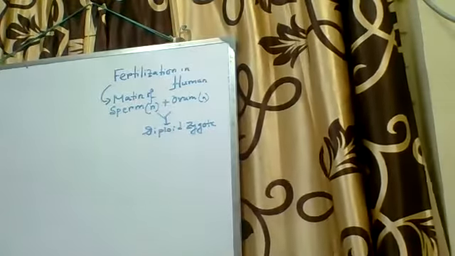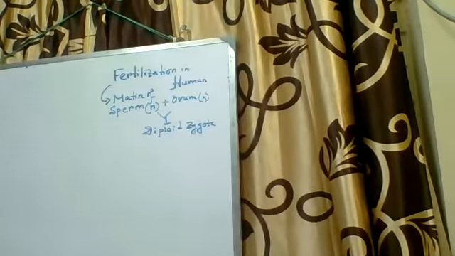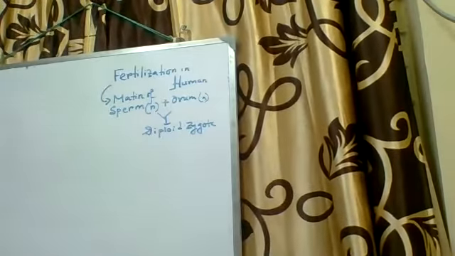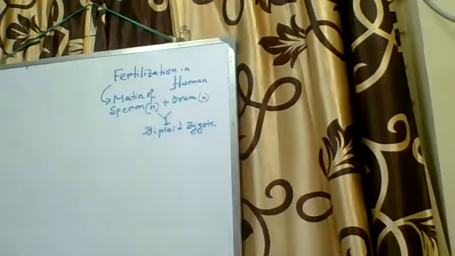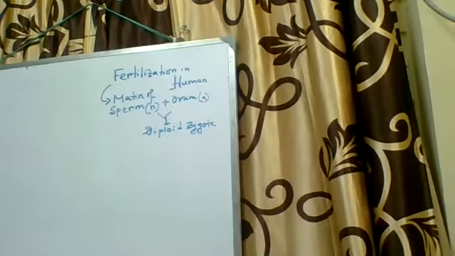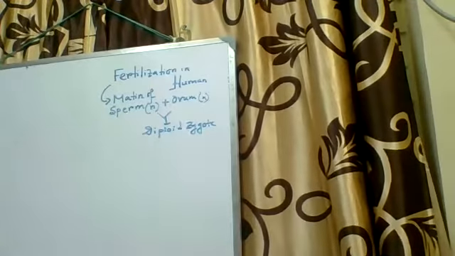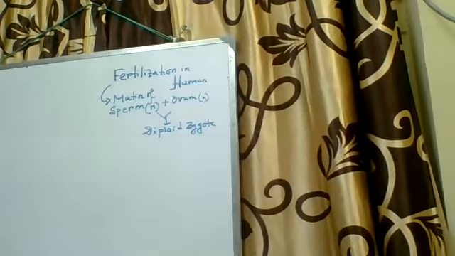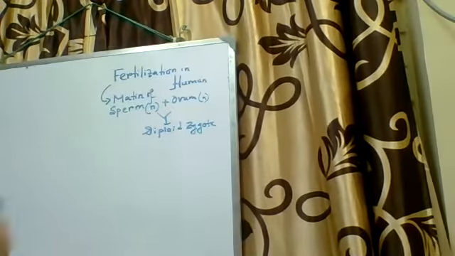Here, the possibility of fertilization is more if ovulation occurs at the time of intercourse. As per the menstrual cycle, we know ovulation takes place generally on the 14th to 15th day of the cycle, and during ovulation, if intercourse takes place, that results in fertilization, right?